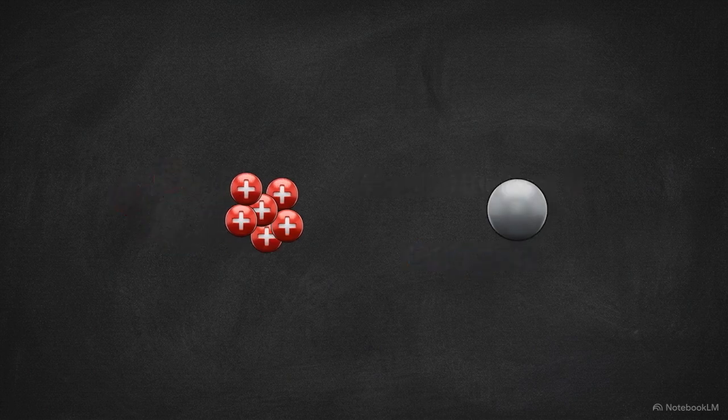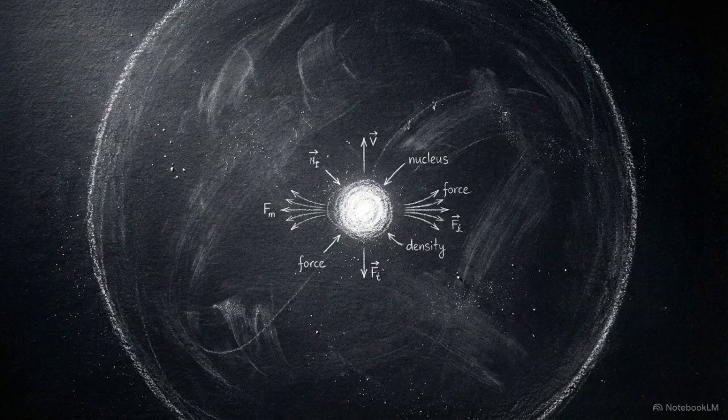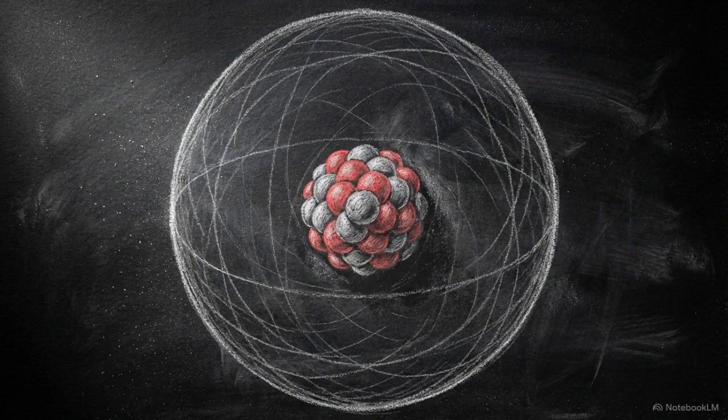Sharing the nucleus is the neutron. Neutrons have an equal relative mass of 1, but they lack any electrostatic charge, sitting perfectly at 0. The nucleus creates an extreme paradox of volume versus weight. It is 10,000 times smaller than the total width of the atom, yet those tightly packed protons and neutrons contain over 99% of the atom's entire mass.